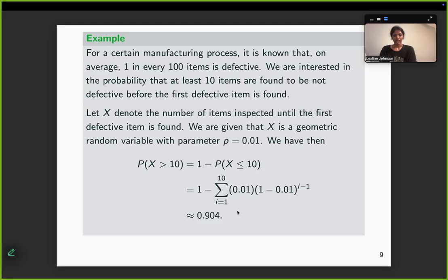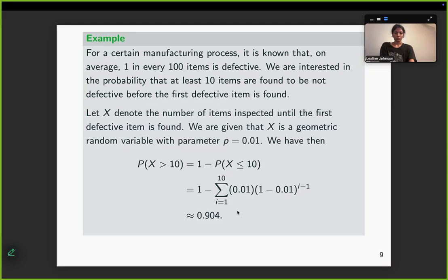So then let x denote the number of items inspected until the first defective item is found. And we are given that x is a geometric random variable with our parameter p, our probability of finding a defective item, is 0.01, and that's our probability of success. And so now we're calculating the probability of x is greater than 10. So that would be 1 minus the probability of x being less than or equal to 10.